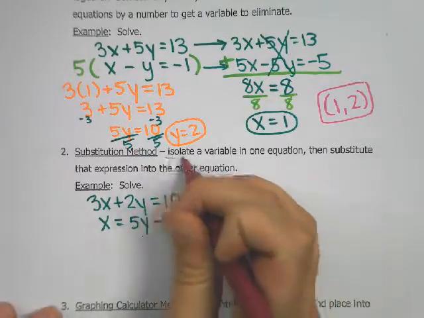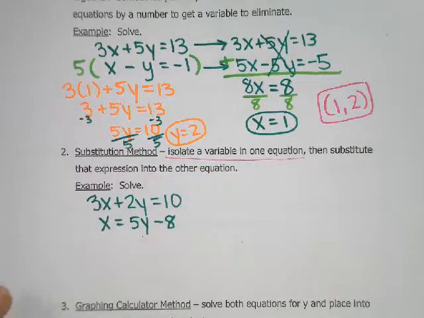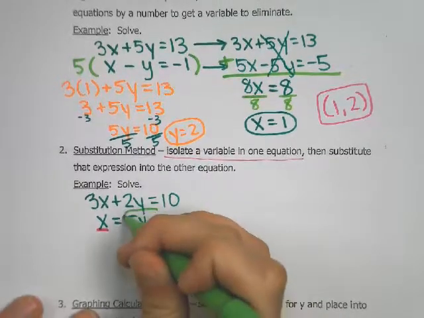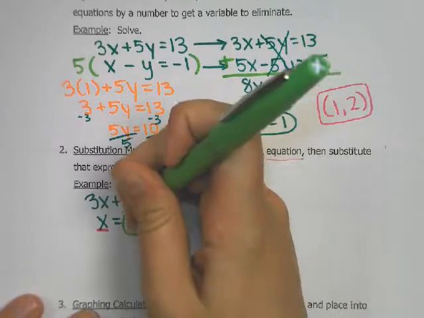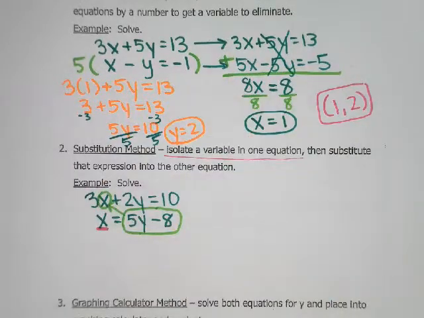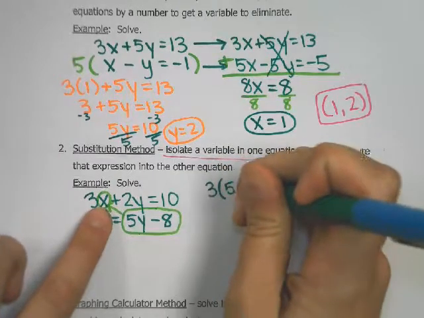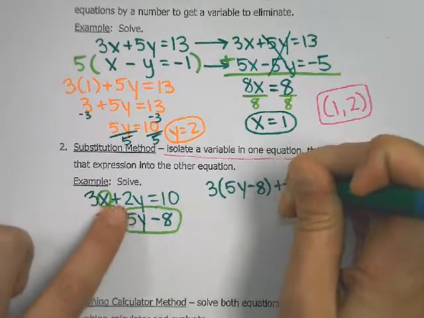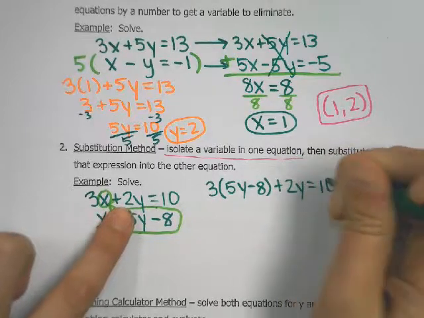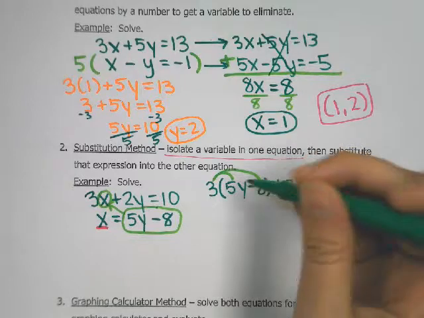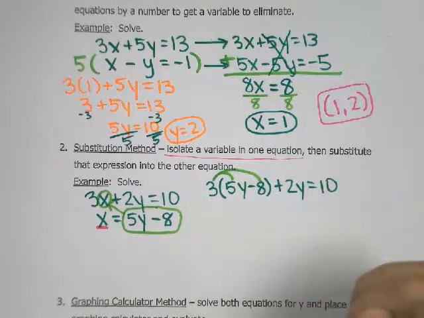In order to do this, it says isolate a variable in one equation. That is already done for us right here. Isolate means to get it by itself. That's by itself. So I can take the expression that x is equal to, and I can plug it in up here in the other equation for x. This will become 3. In place of x, I have 5y minus 8 plus 2y equals 10. I'm going to distribute my 3, and I'm going to solve this for y.